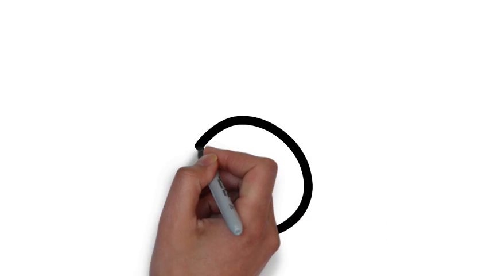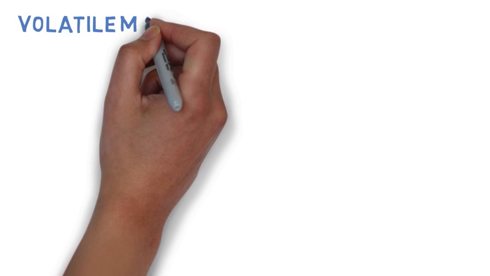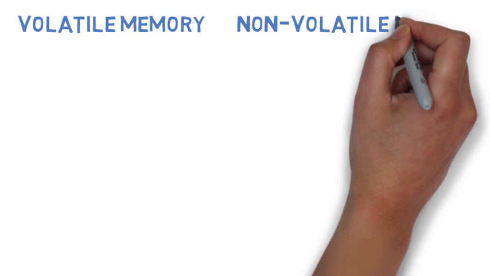What about the kinds of memory you get in a computer system? How do they work and how do they store data? Firstly, let's talk about volatile memory and non-volatile memory.